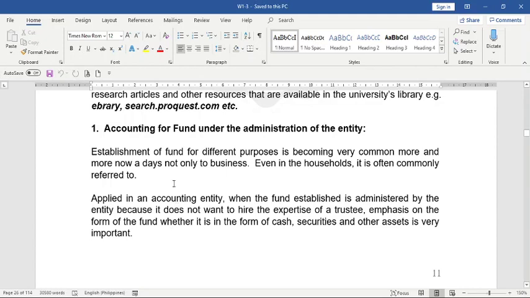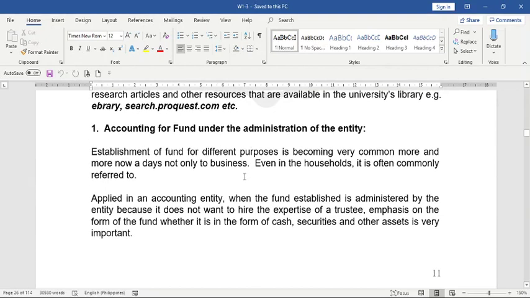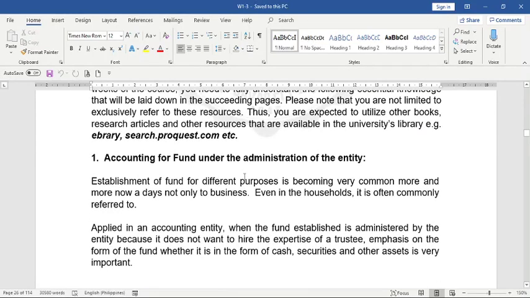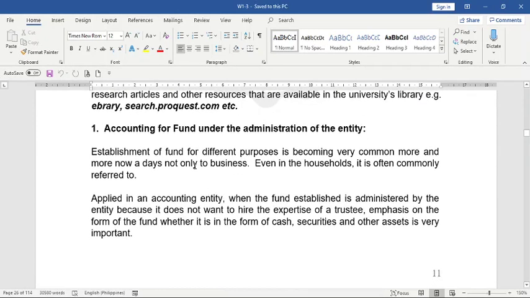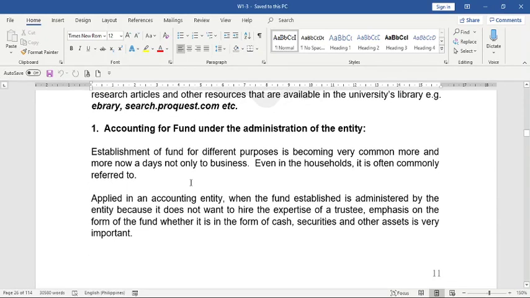So usually, there are cases where the entity administers the fund. Meaning to say, it establishes the fund itself, or the other way around, it is administered by a trustee. Okay? Or a third party administers it. So, in an accounting entity, when the fund is established or administered by the entity, they will not hire the expertise of a trustee.